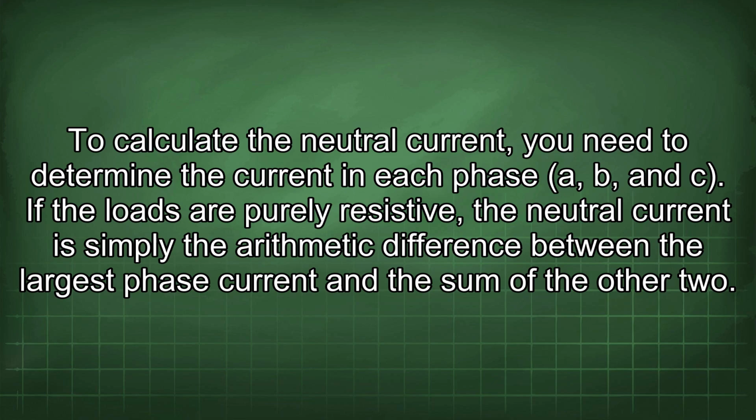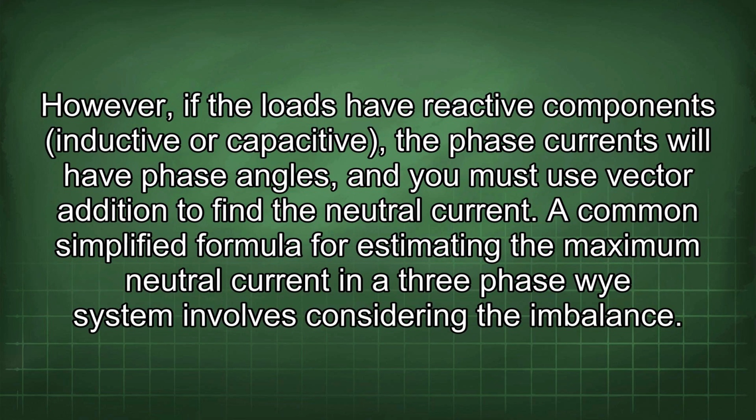If the loads are purely resistive, the neutral current is simply the arithmetic difference between the largest phase current and the sum of the other two. However, if the loads have reactive components, inductive or capacitive, the phase currents will have phase angles, and you must use vector addition to find the neutral current.